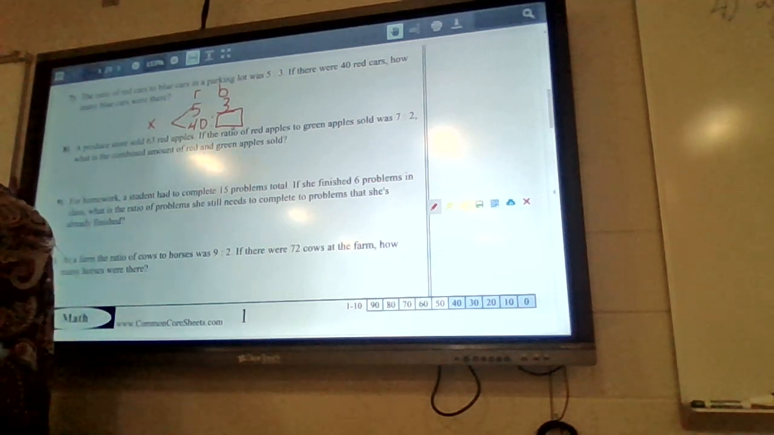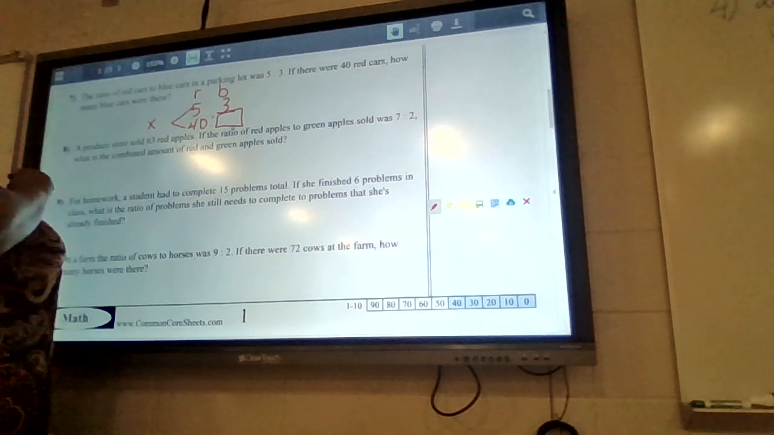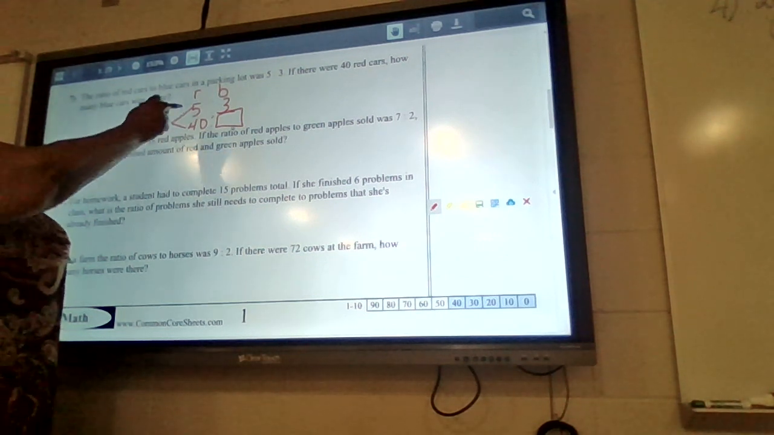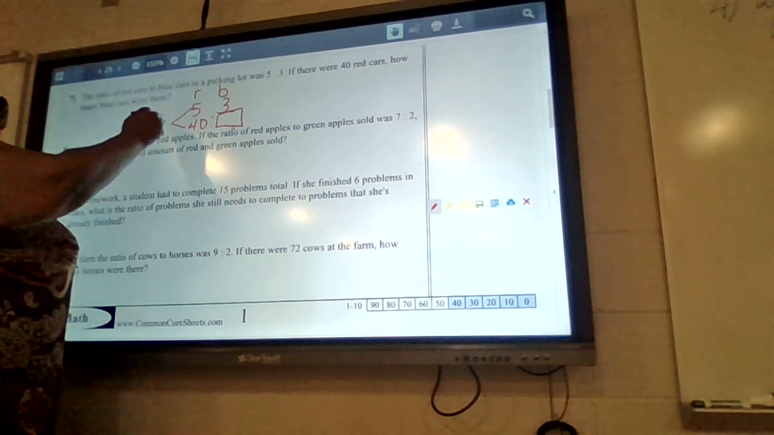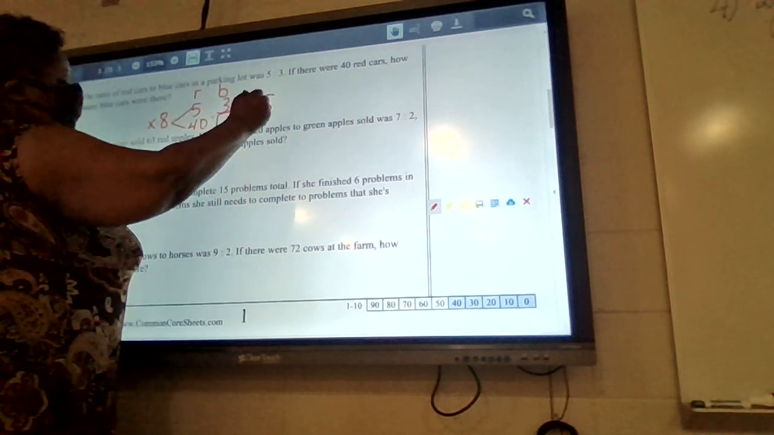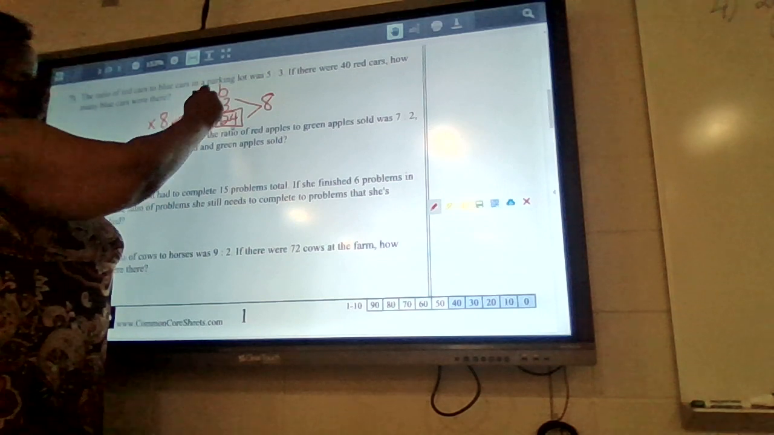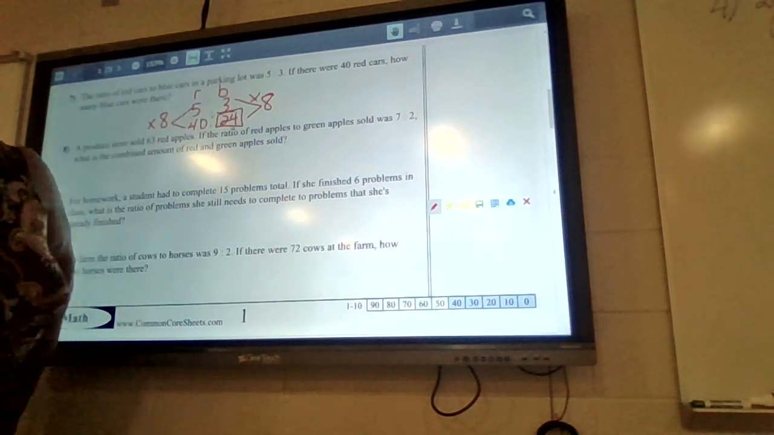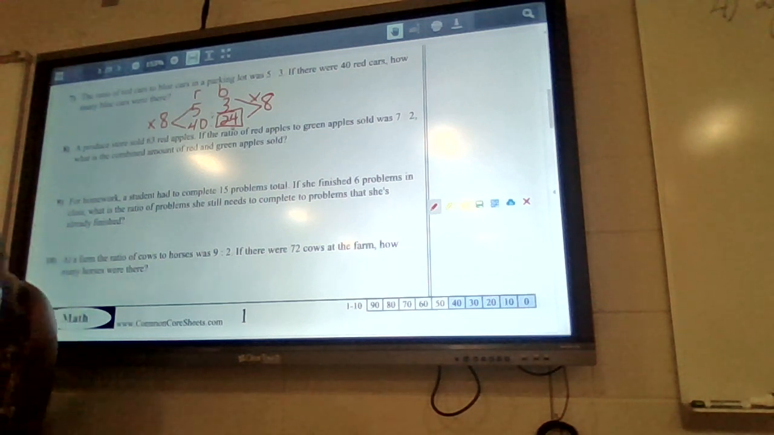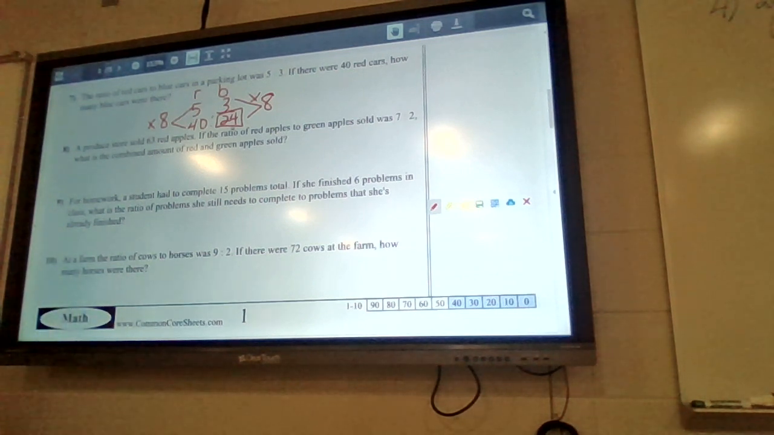Okay. All right. So this 5 to 40 is times what? 5 times what gives me 40? 8. So we want to also multiply this by 8. 3 times 8 is 24. So it's 24. So there were 24 blue cars.